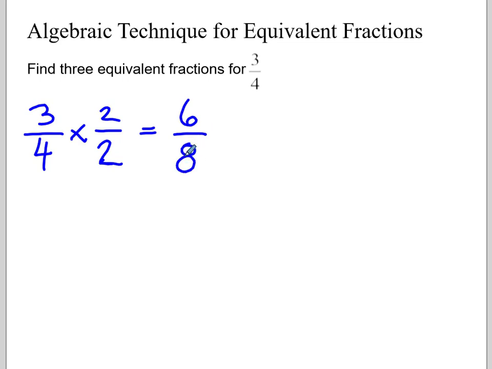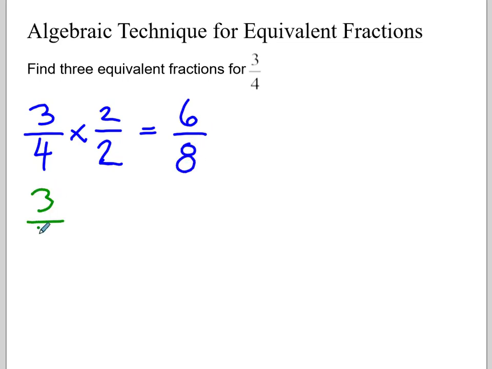So let's try it with something other than a half. So I want to find 3 equivalent fractions for 3/4. Again, if you want to pause it and try it on your own, now's a great time. So I'm going to take 3/4 and I'm going to times the top and bottom by 2, and I will create a new equivalent fraction of 6/8.